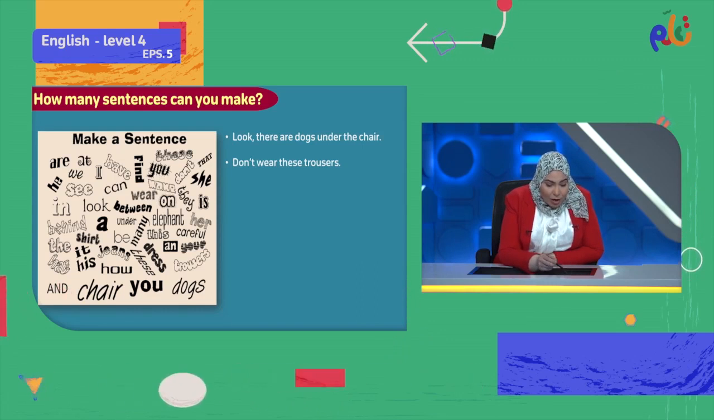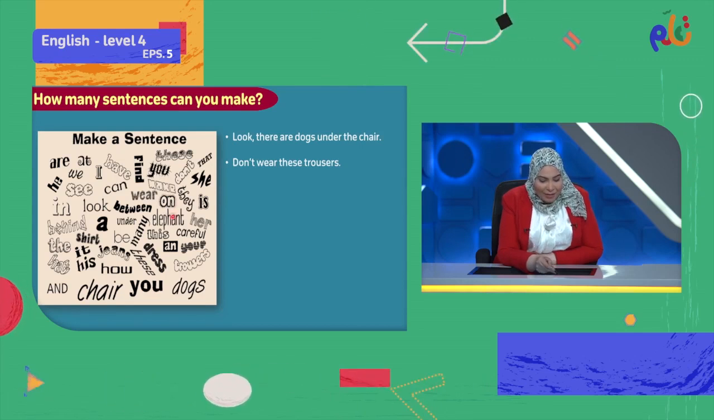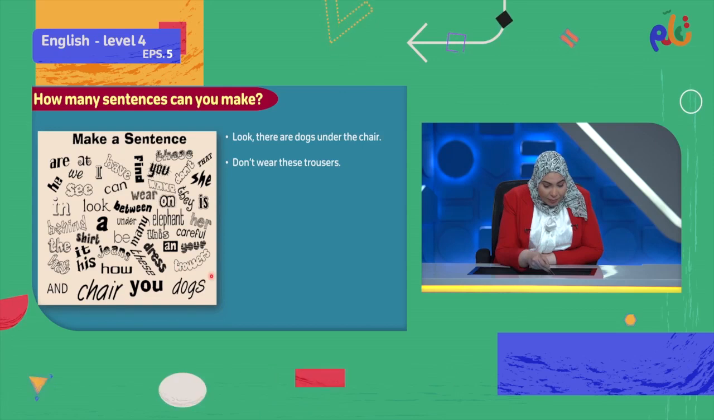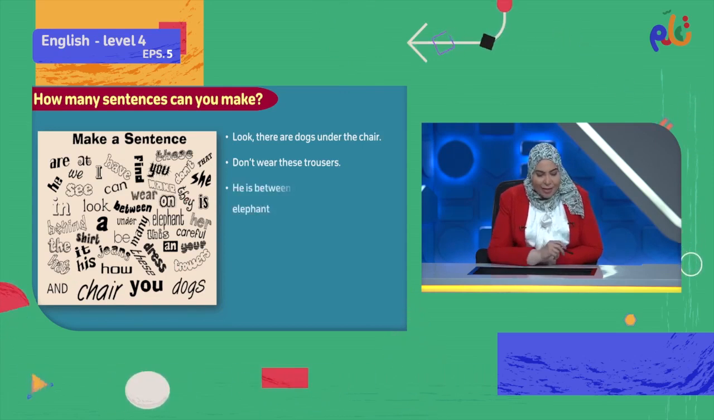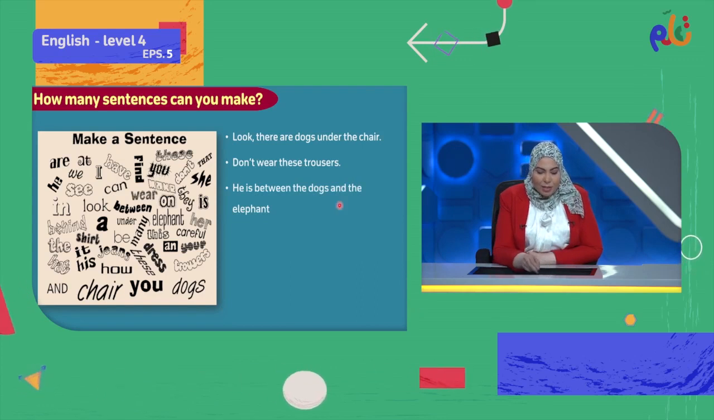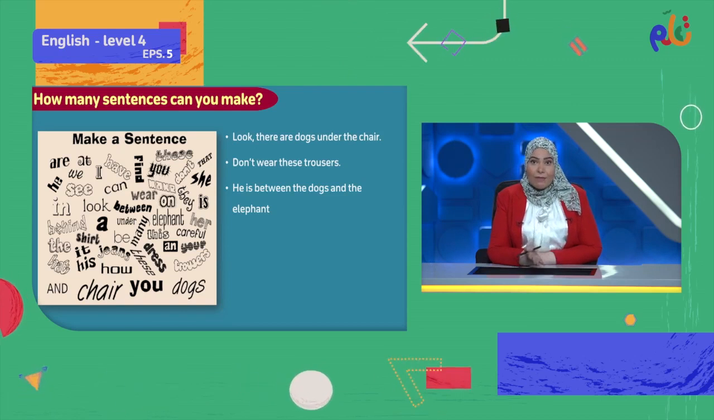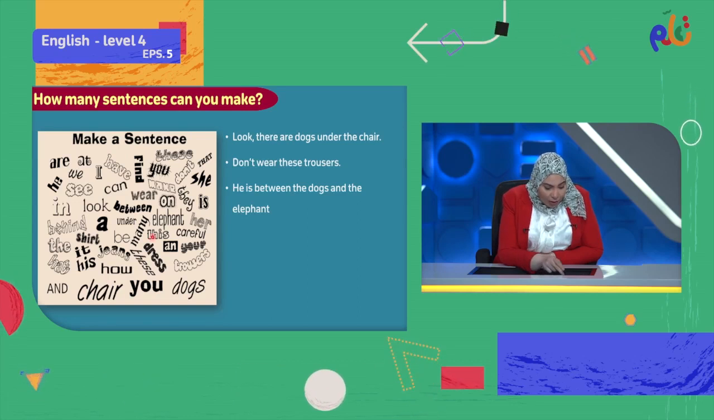So he's between the dogs and the, what else? I can use the elephant, speaking about animals. So he is between the dogs and the elephant, and this is my next sentence. He's between the dogs and the elephant. Okay, so we can make the next sentence, it doesn't have to be long. We can make it a shorter one. So let's see what else we can do there. My next sentence is, what can we find in here?